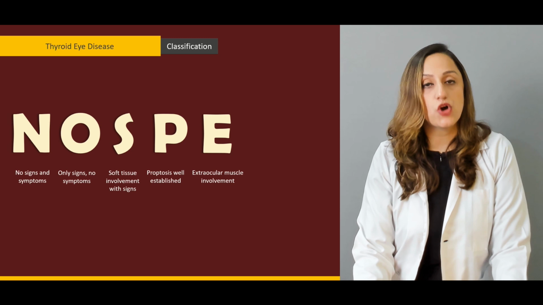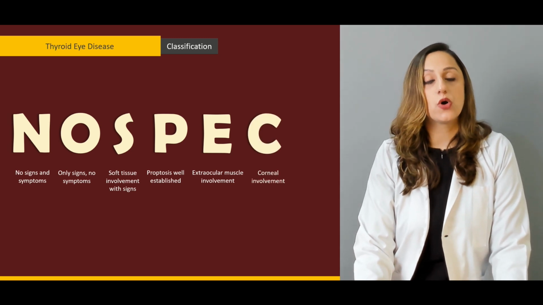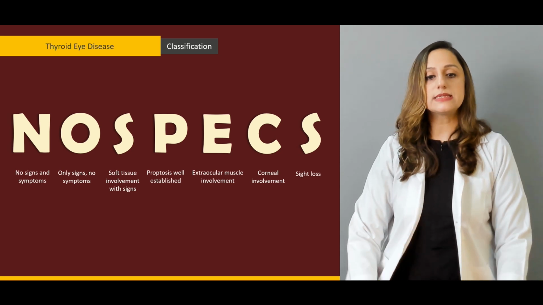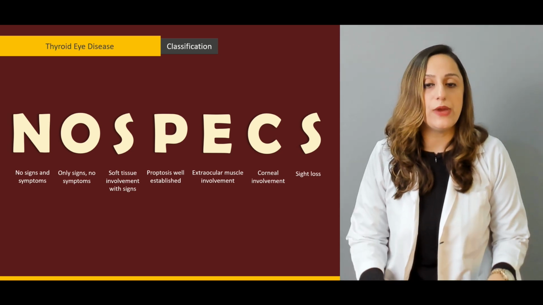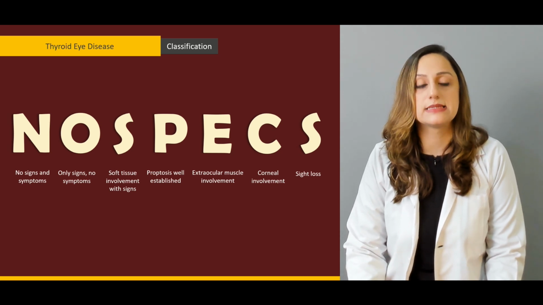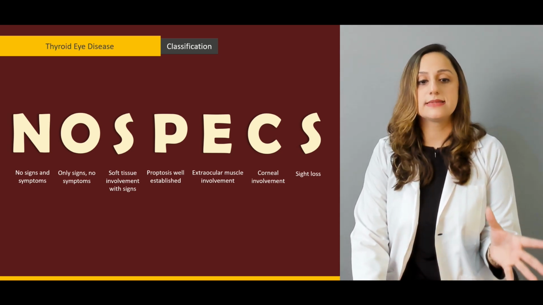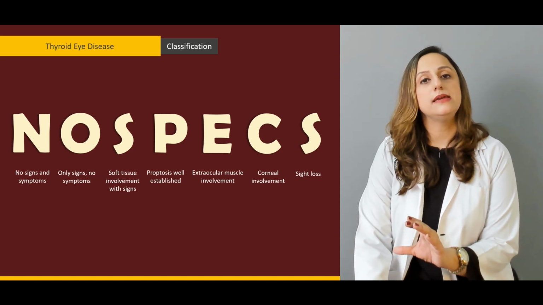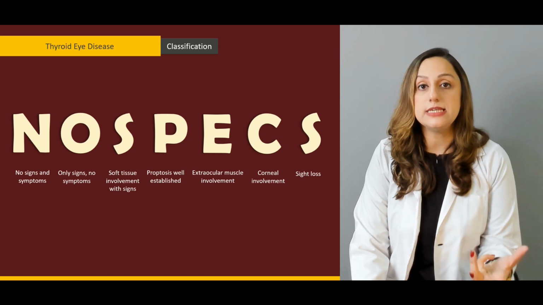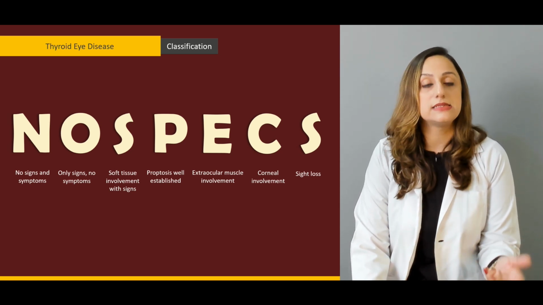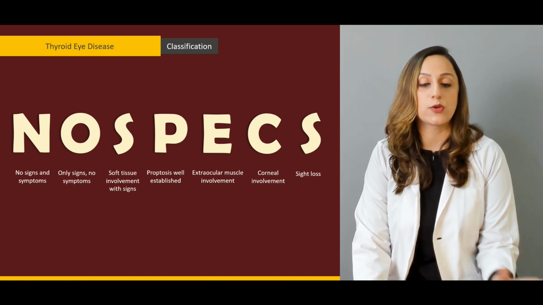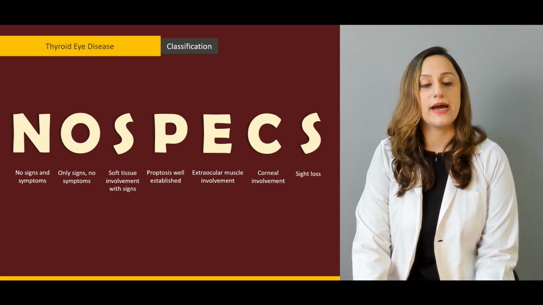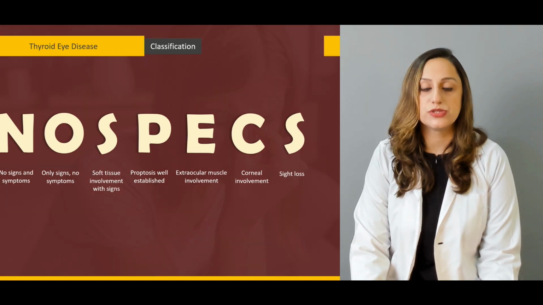And then we have the extraocular muscle involvement. We have the corneal involvement. And lastly, we have the sight loss. So this is one of the ways we classify the thyroid eye diseases. There is a mnemonic, that is the NO SPECS given over here, and it's basically the gravity of the disease, how complicated the disease has progressed into, and at what stage the patient is lying. Depending upon that, we classify the patients accordingly due to this classification.